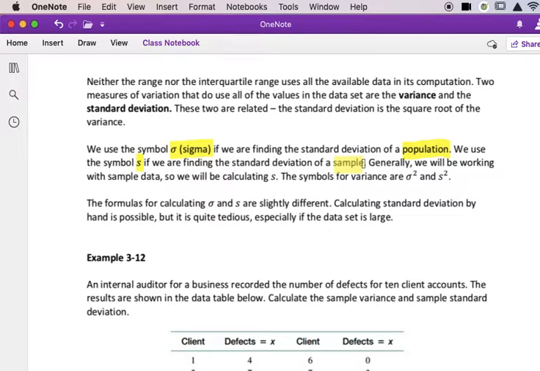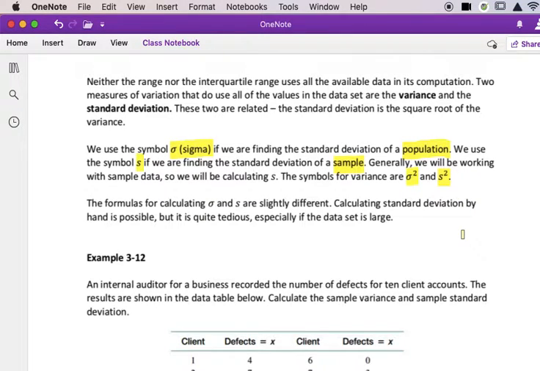So the theme here is that Greek letters are used for population, sigma and mu, and regular letters, Latin letters, are used if we are talking about a sample. X bar and S are used for sample. So there's two symbols for the variance that come from the fact that the standard deviation is the square root of the variance. The variance is sigma squared or S squared. Sigma squared, again, if it's a population, and S squared if it's a sample.